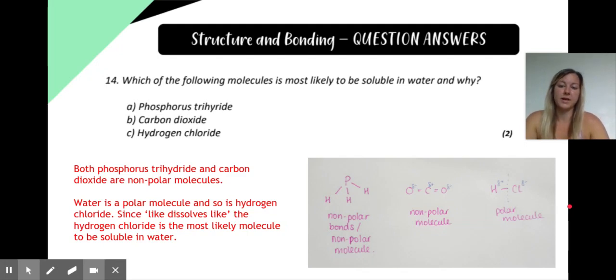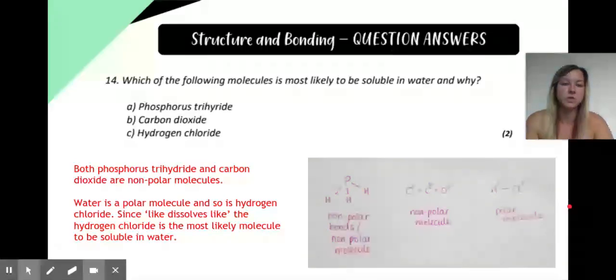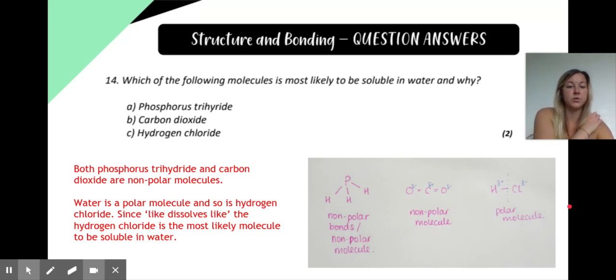So in my explanation for the 2 marks, I've put phosphorus trihydride and carbon dioxide are non-polar molecules. Water is a polar molecule, so is hydrogen chloride. Now that's an important piece of information to get a mark from, because the question says most likely to be soluble in water. It doesn't actually tell you that water is a polar molecule. So if you write that you know that water is a polar molecule and so is hydrogen chloride, then you are definitely going to get that mark. The second mark will come from saying like dissolves like. So the polar molecule is going to dissolve in the polar solvent, which is water.